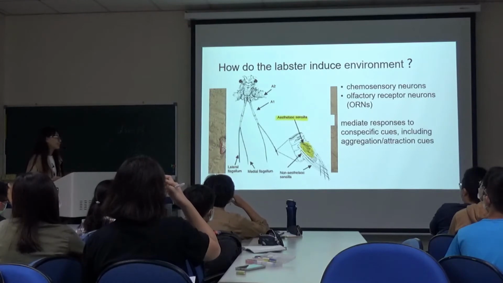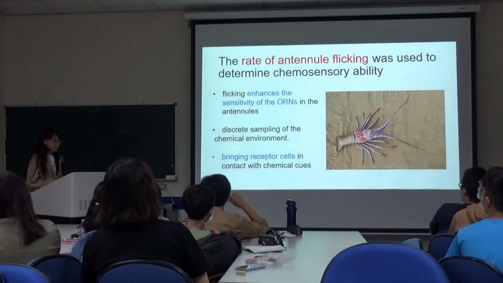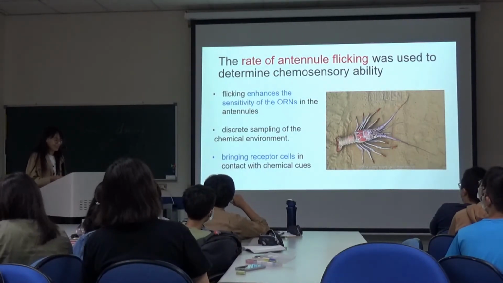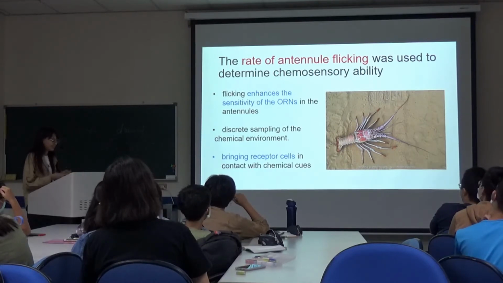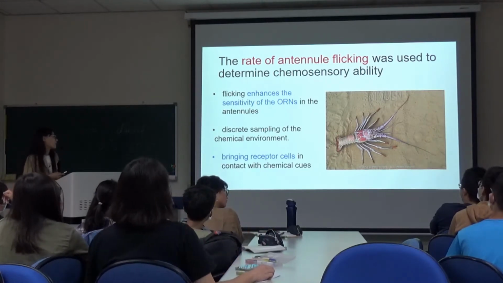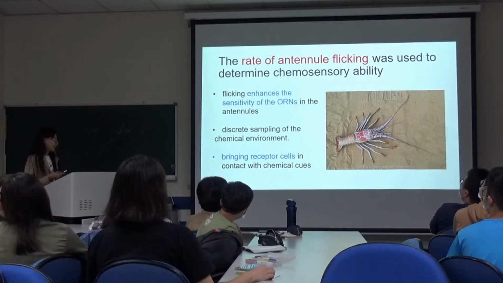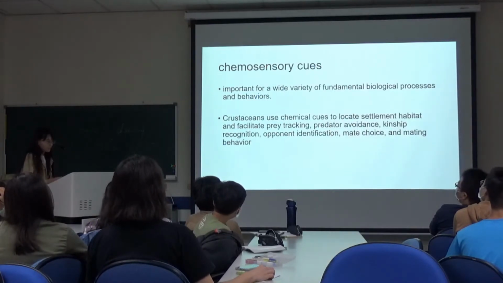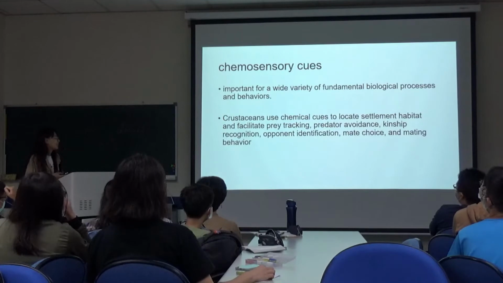conspecific cues, including aggregation and attraction cues. The rate of antennae flicking was used to determine the chemosensory ability. Flicking enhances the ORNs' sampling of the discrete sequence of the chemical environment and brings it to the receptor cells. The chemosensory cues are important for a wide variety of fundamental biological processes and behaviors.